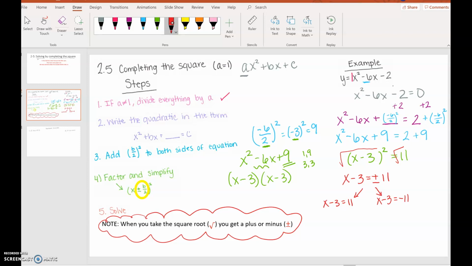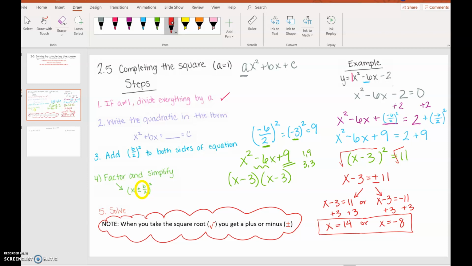And then now we're just solving these 2 separate ones. So x minus 3 equals 11. So we would add 3 to both sides. So we would get x equals 14. Or add 3 here, add 3 here. X equals negative 11 plus 3 would be negative 8. So our solutions are x equals 14 or x equals negative 8.